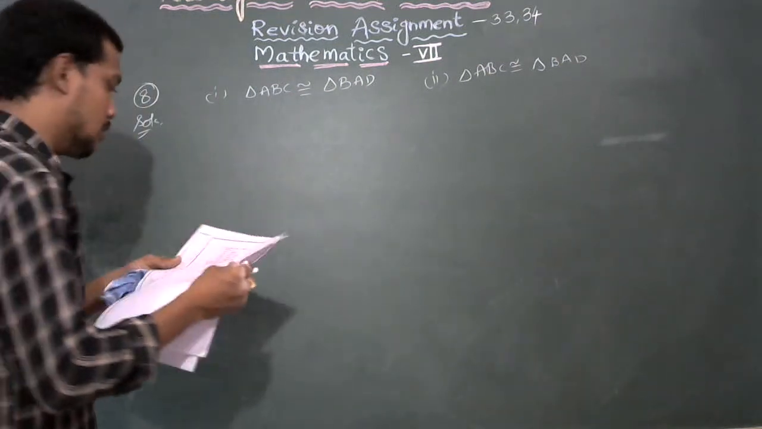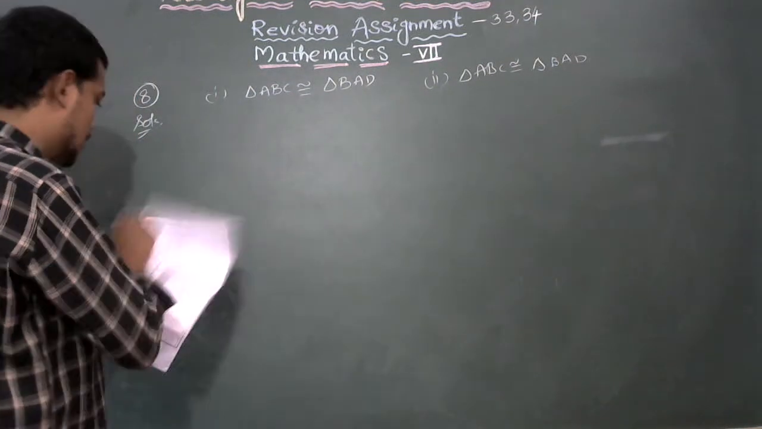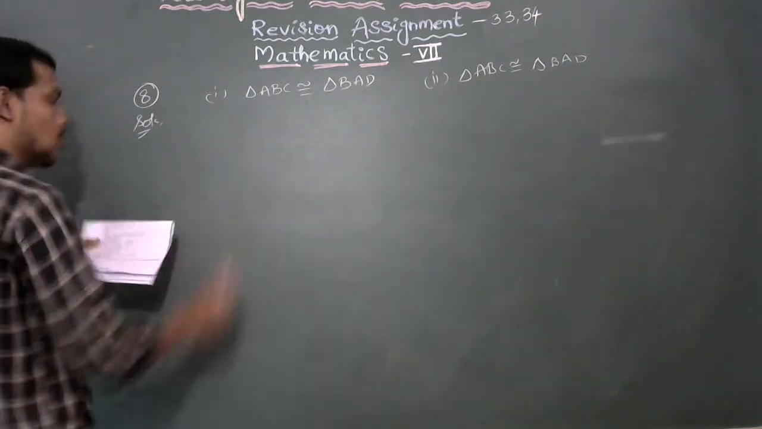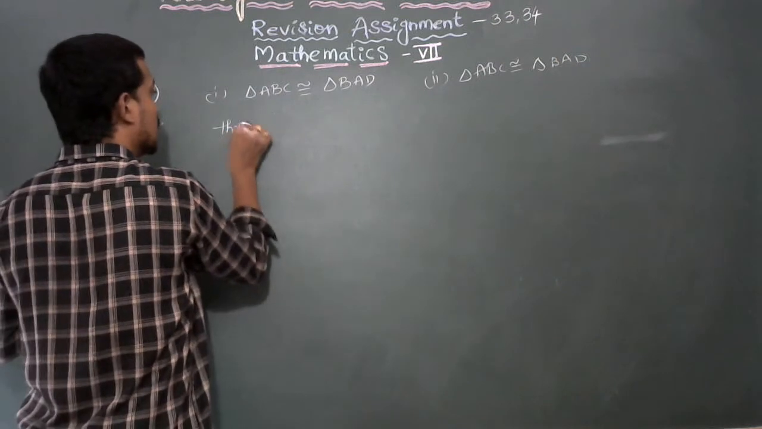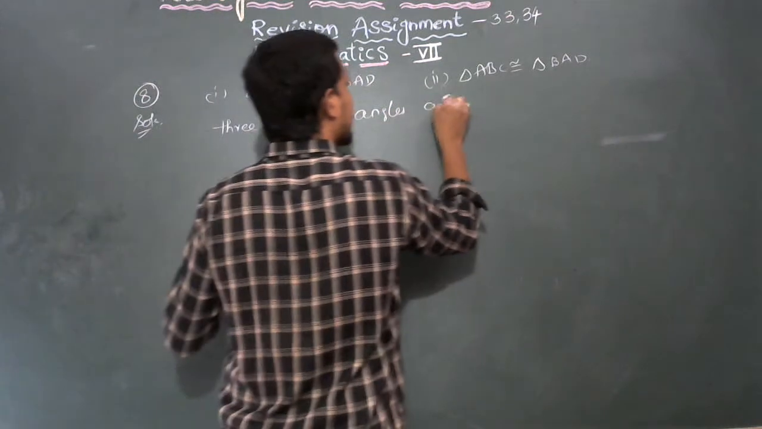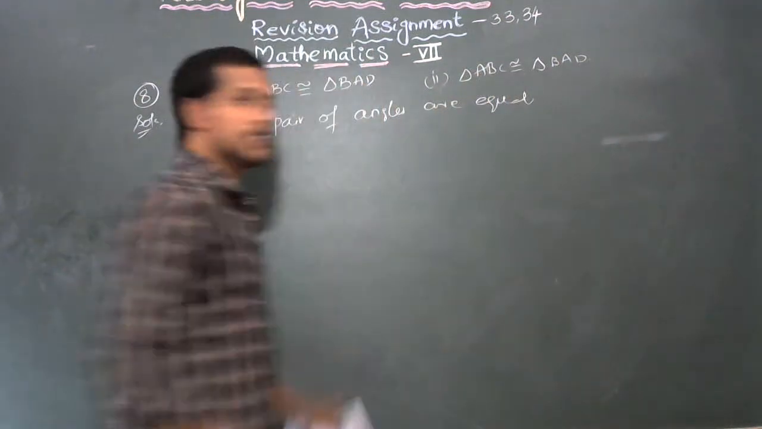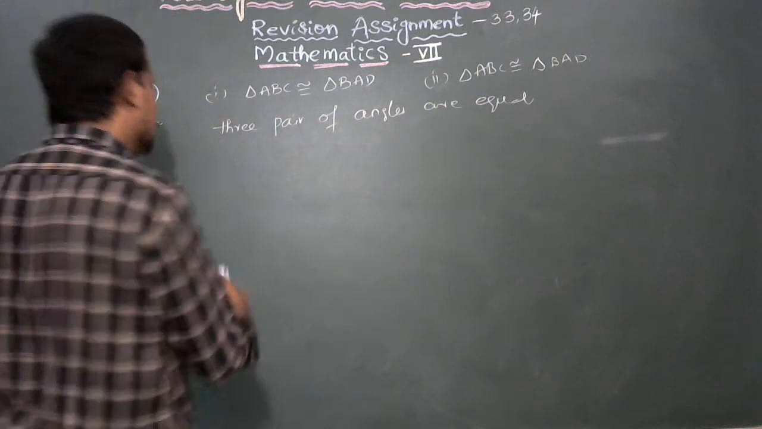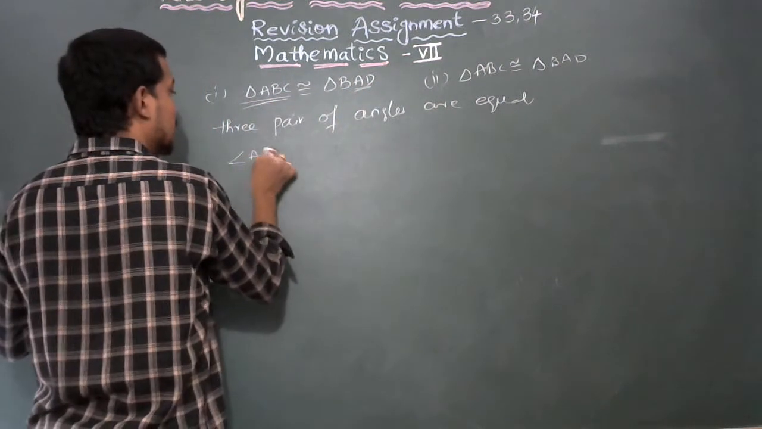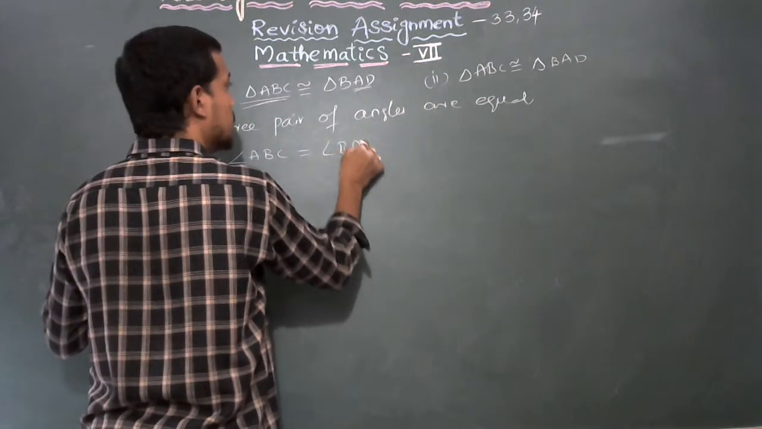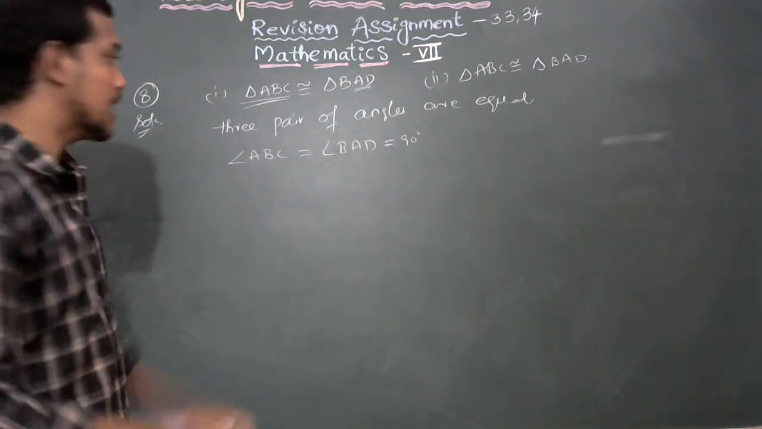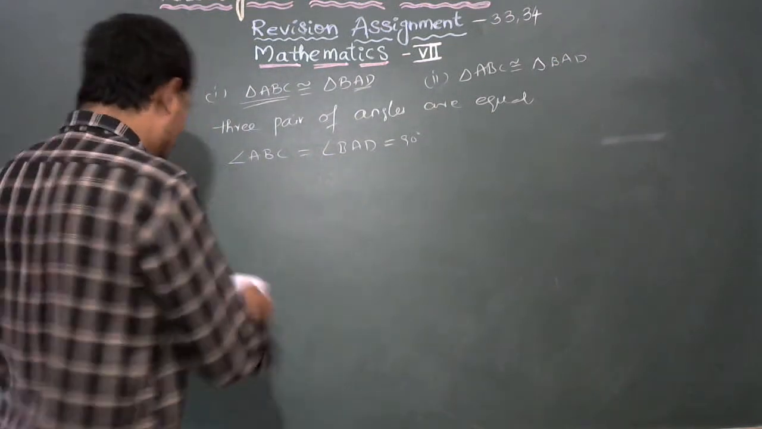Okay, so now we can verify. So here three pairs of angles are equal. So here triangle ABC, and angle ABC is equal to angle BAD is equal to 90. Why are these two angles 90? Because they are right angle triangles. That's why I am taking 90. Okay.